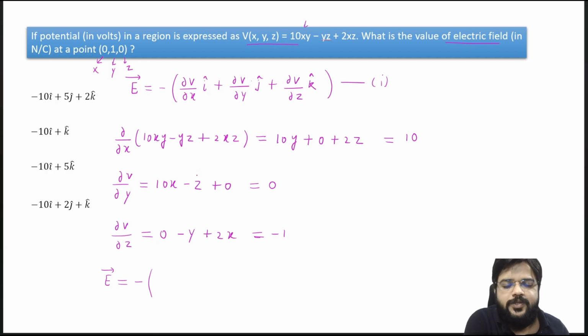Correct? So now next thing is what? Now we have del v by del x, del v by del y, and del v by del z. So put in the equation number 1. So what are we getting? Del v by del x we got as 10. So it is 10i.